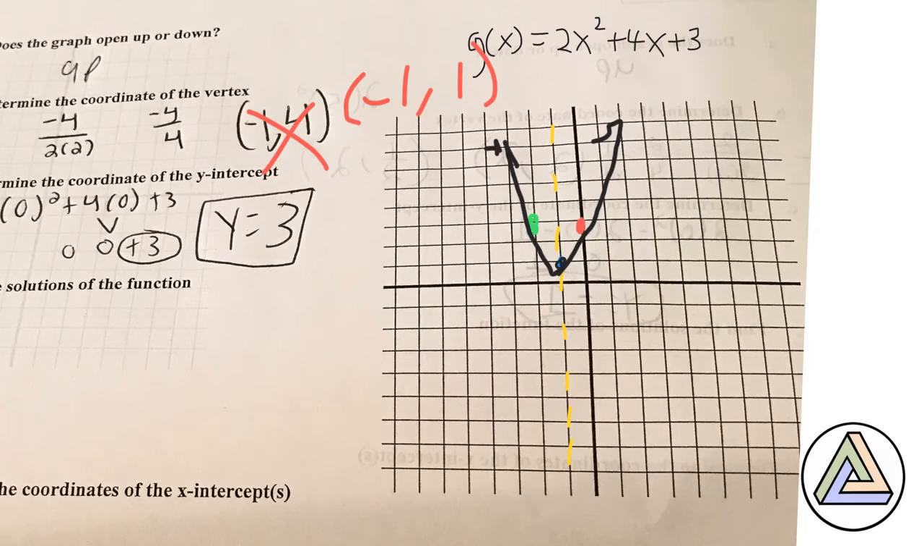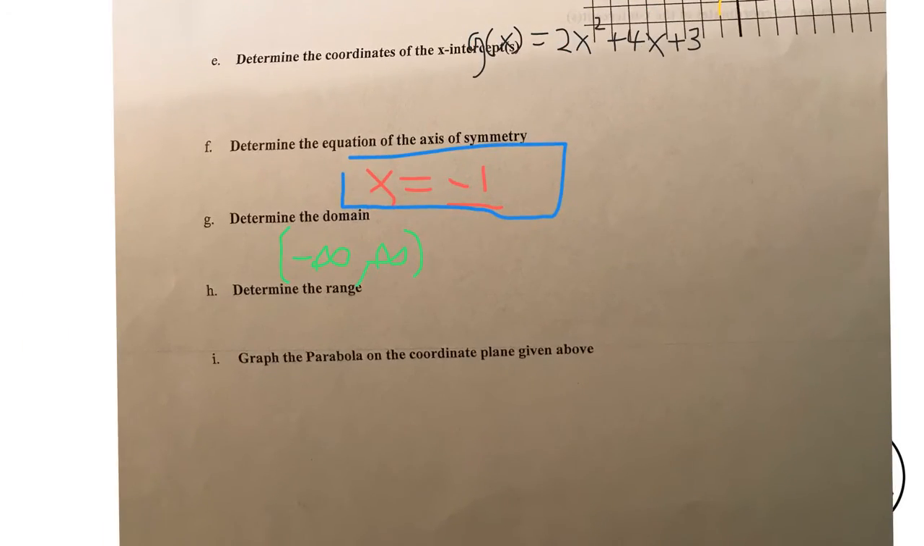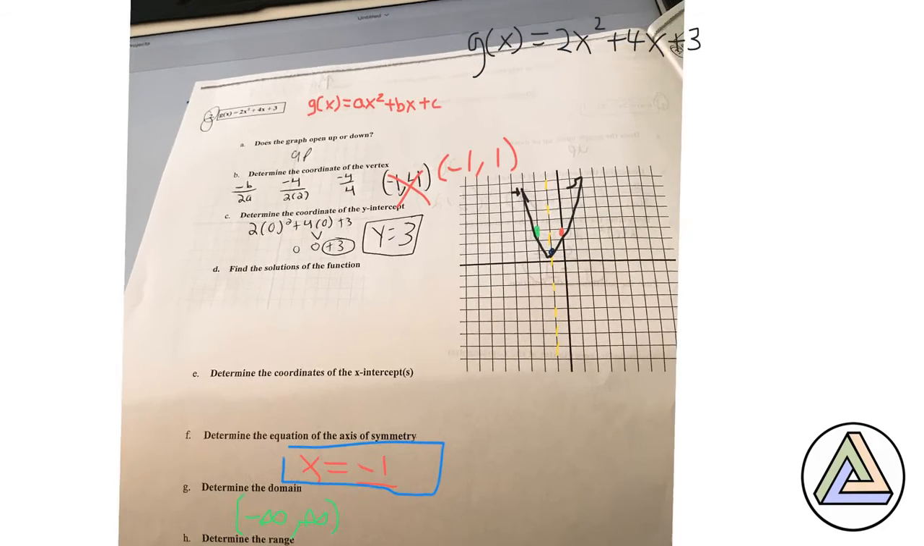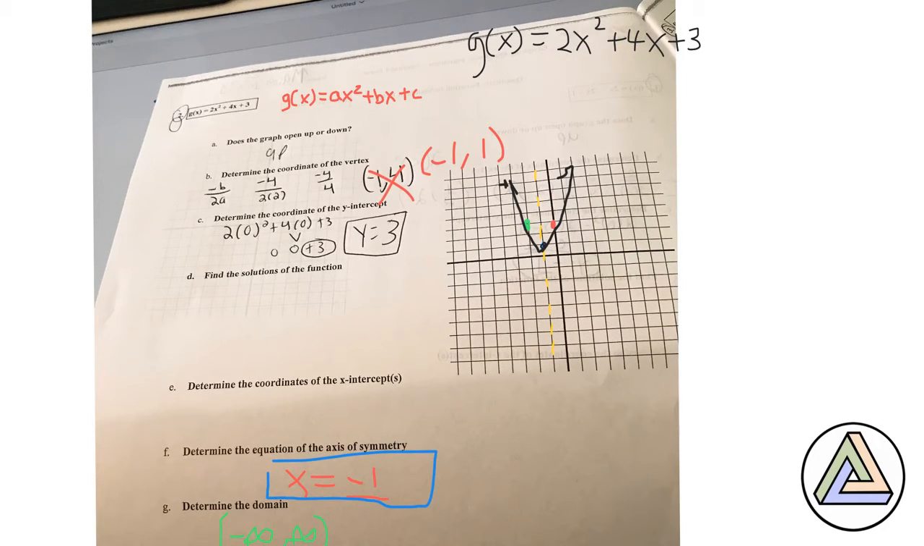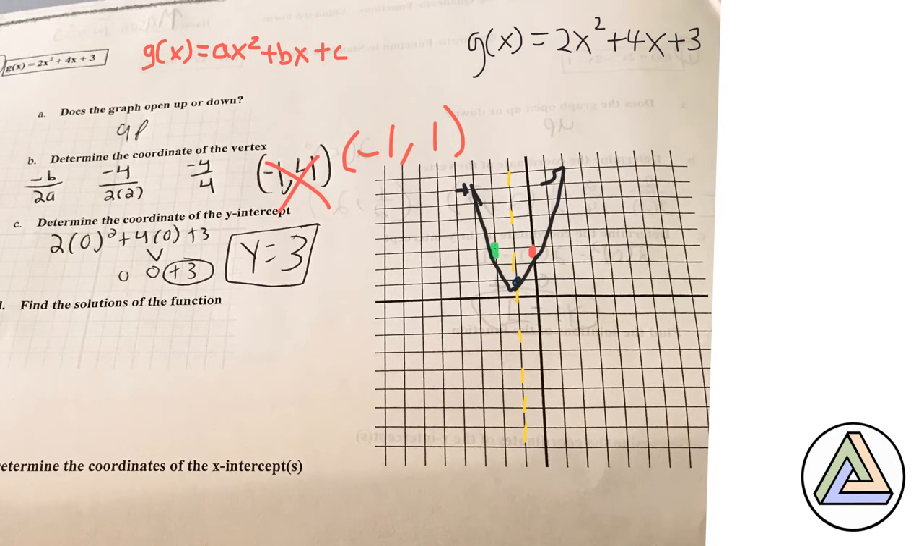The reason why we're graphing it right away is because we wanted to determine the range. And the range is the set of all y values that are represented on this parabola. I think it's a decent idea to draw a graph of the parabola so as to get an idea of what the range is.